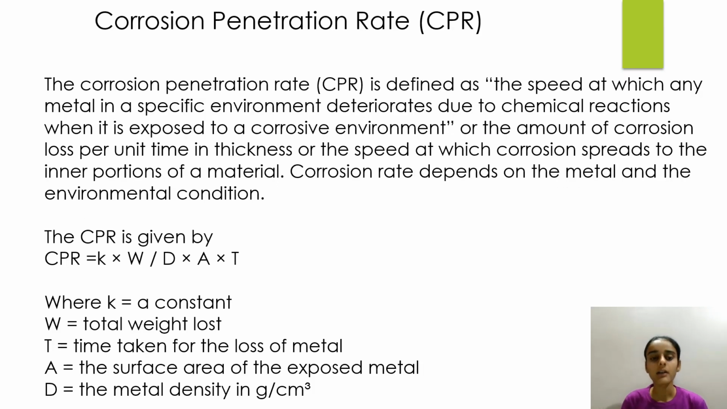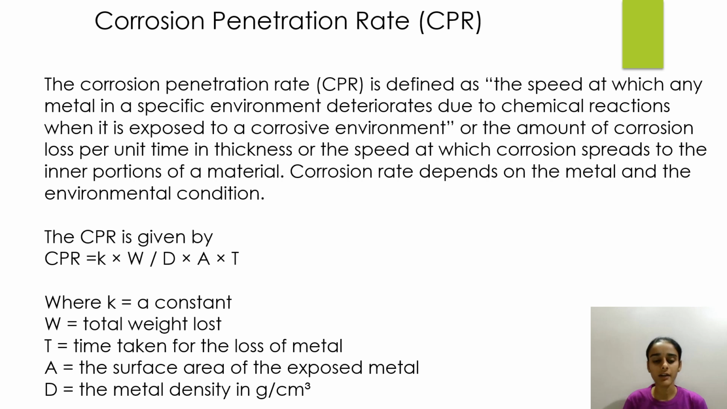Corrosion penetration rate. The corrosion penetration rate is defined as the speed at which any metal in a specific environment deteriorates due to chemical reaction when it is exposed to a corrosive environment. It is the amount of corrosion loss per unit time in thickness, or the speed at which corrosion spreads to the inner portion of the metal. Corrosion depends on the metal and the environmental condition.